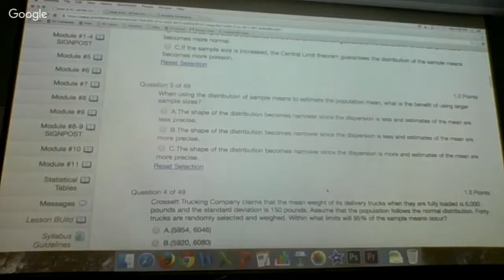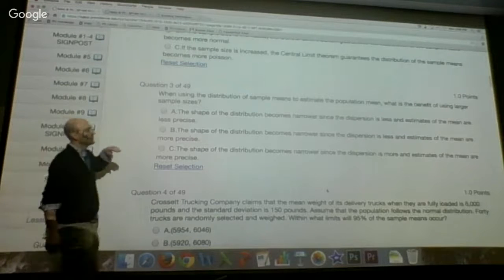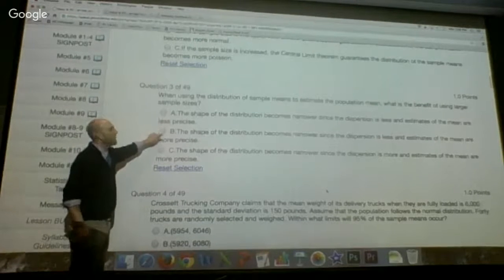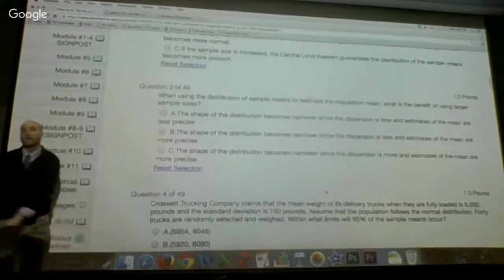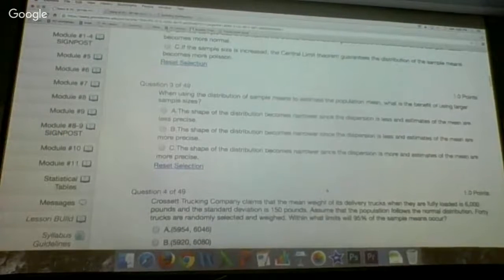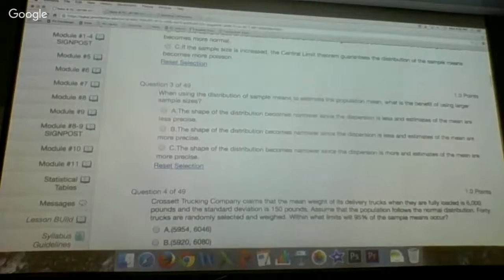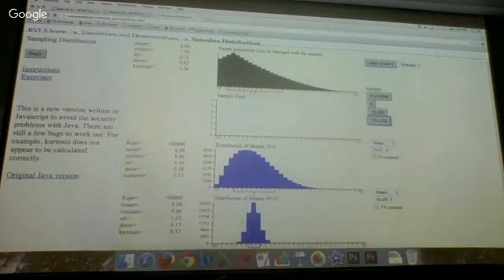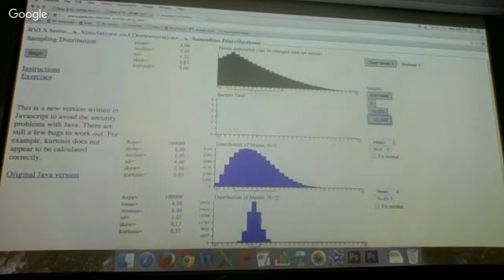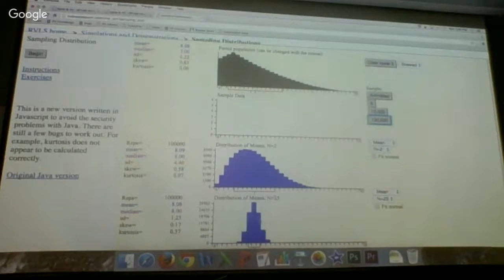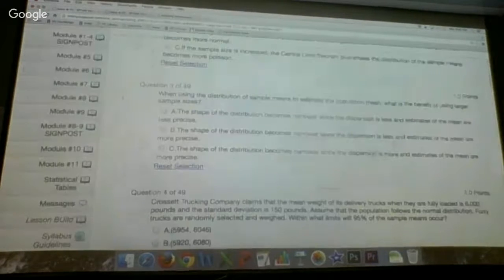Shape of distribution goes narrower since dispersion is less. Estimates of the mean are more precise. Yeah, this one right here. That's effectively the same thing. Good call. Good answer. Thanks, Aaron. It's effectively the same thing that we're talking about here. The distribution becomes narrower so that these estimates, remember they're estimates because they're based on the probability of actually observing those particular values. Those estimates become more precise.